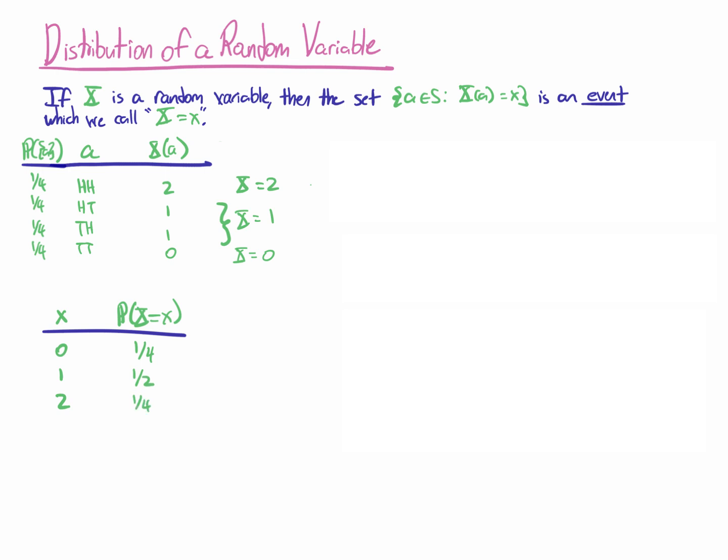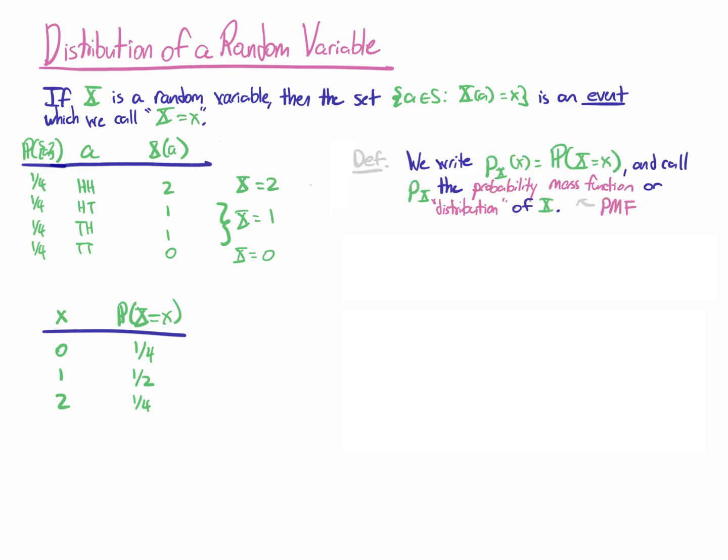So this kind of table, where I look at all the possible values of my random variable, and I ask what the probability is of that random variable having each outcome, this is a very important kind of computation, and we actually have a special vocabulary word for it and a special notation.